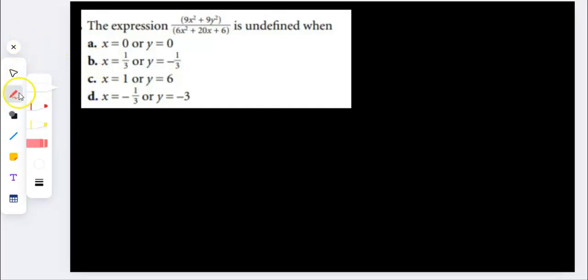You're given the expression (9x² + 9y²) over (6x² + 20x + 6), and you're asked when it is undefined, with 4 options. First of all, you have to keep in mind an expression becomes undefined when its denominator is 0. If your expression is of the form f(x) over g(x), it becomes undefined when g(x) is equal to 0.